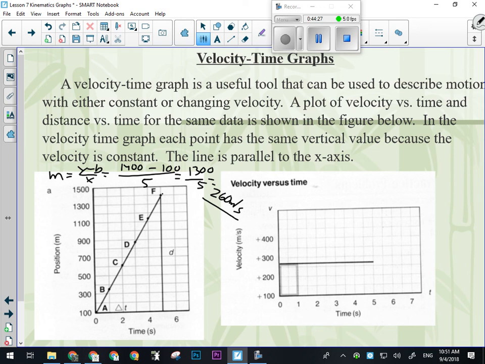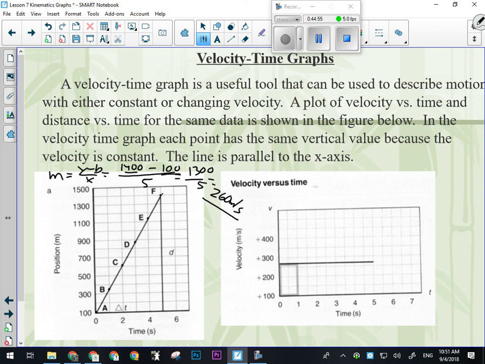What's the total displacement of the object on this position versus time graph? Hint, the answer's on the board. I wrote it. Not 14. 1300, right? Final position, 1400, minus initial position, 100. The total displacement's 1300 meters.